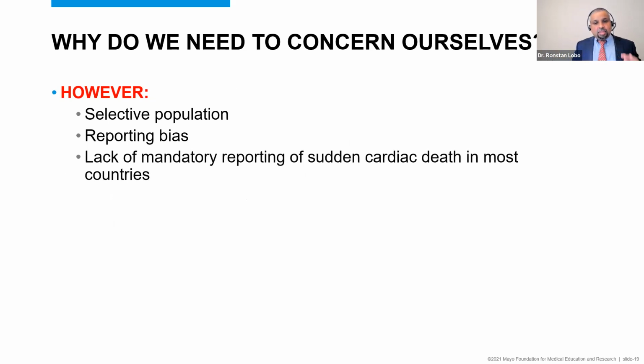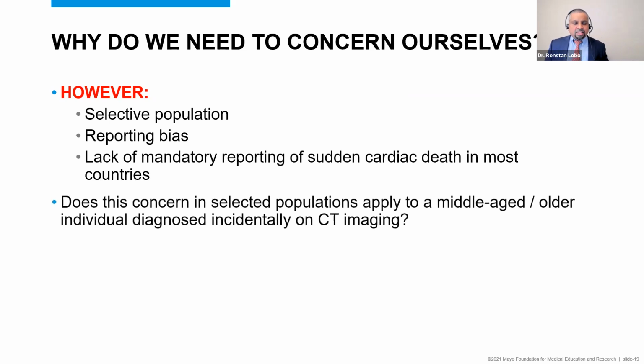However, these data are in a very selected population, mostly of young patients that are involved in activities with significant physical exertion. Some reports have suggested that the risk of sudden cardiac death is overestimated because of reporting biases as well. A more accurate representation of the risk of sudden cardiac death has been hampered by the lack of mandatory reporting of sudden death in most countries, and autopsies are not done universally in all cases of sudden cardiac death. The question we have to ask ourselves is, does this concern of sudden cardiac death that is seen in this very selected population apply in the same way to, say, a middle-aged or older individual diagnosed incidentally on CT imaging?